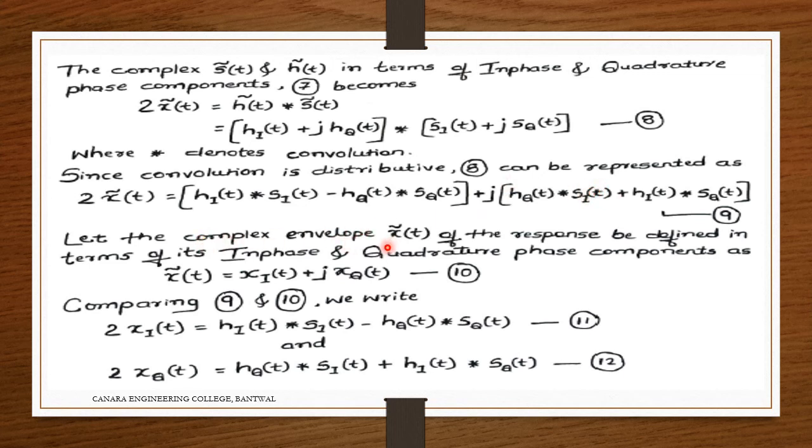Let the complex envelope x cap of t of the response be defined in terms of its in-phase and quadrature-phase components as x cap of t is equal to x I of t plus j x q of t. That's equation 10. Now I'm comparing equation 9 and equation 10. So I get 2x I of t, the in-phase component, is h I of t into s I of t minus h q of t into s q of t. Then 2x q of t is h q of t into s I of t plus h I of t into s q of t. So this is why equation 11 is the in-phase and equation 12 is the quadrature phase.